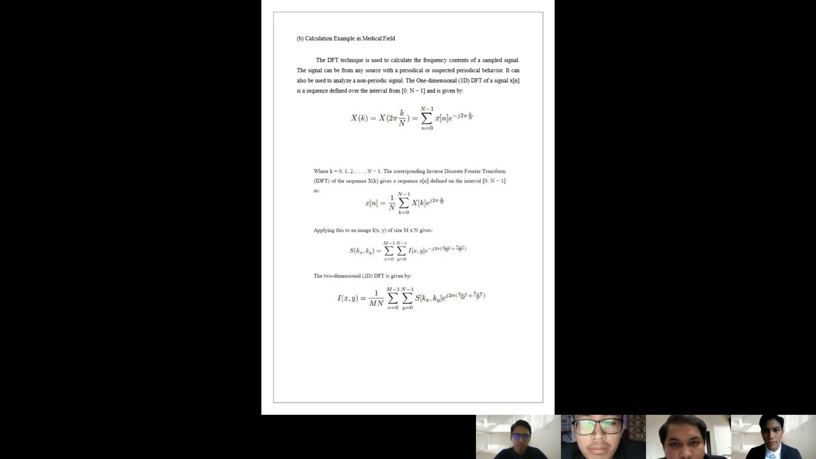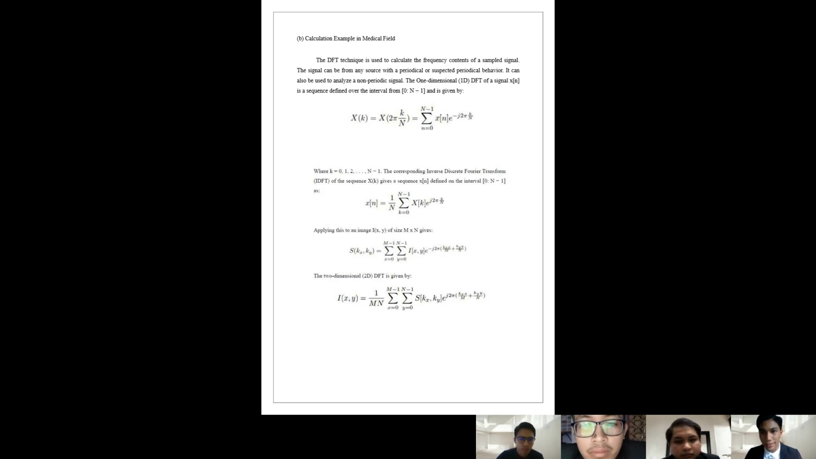The signal can be from any source with a prediction of suspected periodic behavior. It can also be used to analyze a non-periodic signal. The one-dimension discrete Fourier transform of the signal xn is a sequence defined over the interval from 0 to N-1, given by the formula. So as you can see, Xk is given by the formula, which is the sum over n starting from 0, where k are the variables 0, 1, 2, etc., until N-1. The corresponding inverse discrete Fourier transform of the sequence Xk gives a sequence xn defined on the interval 0 to N-1.